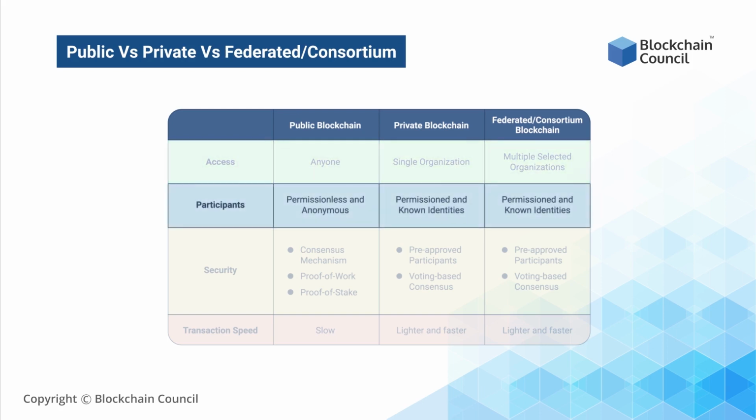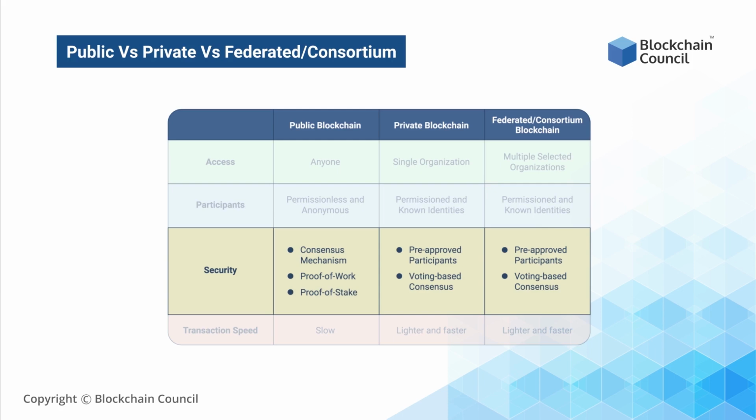Now if we talk about participants, who can join the blockchain, the public blockchain network is open to all and anyone can anonymously create, validate, and view transactions. In private and consortium blockchain, permissioned and known identities can participate in the transaction validation, creation and view. If we talk about security on the public blockchain, it is achieved through a consensus mechanism. In private and consortium blockchain, only the sole in charge of the network can decide who can perform operations on the blockchain.